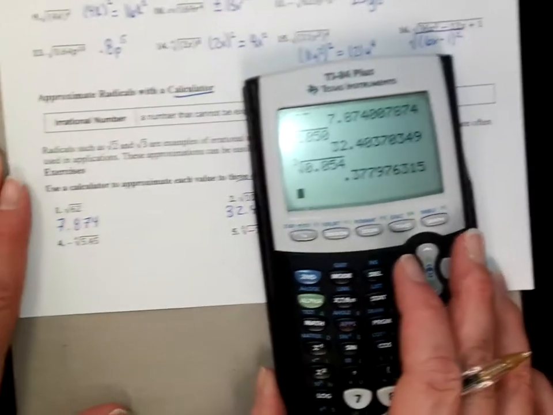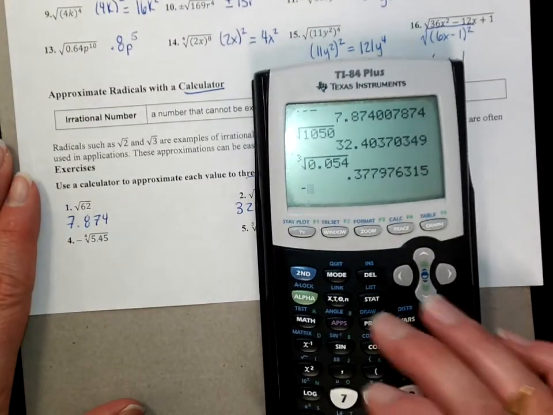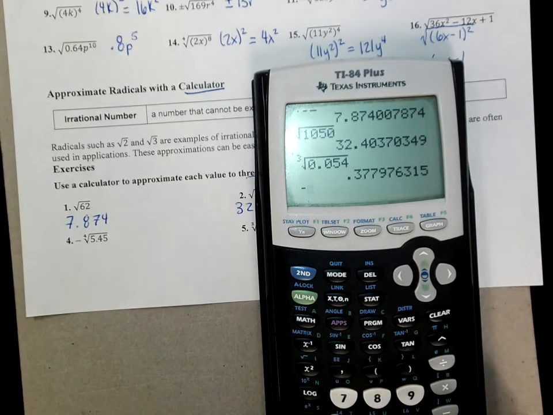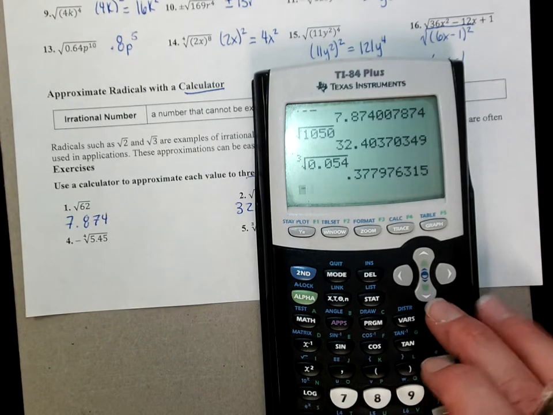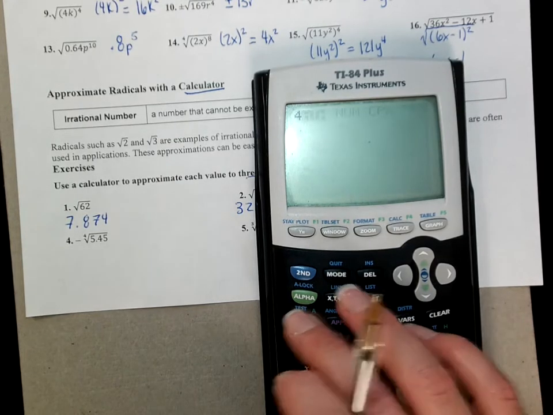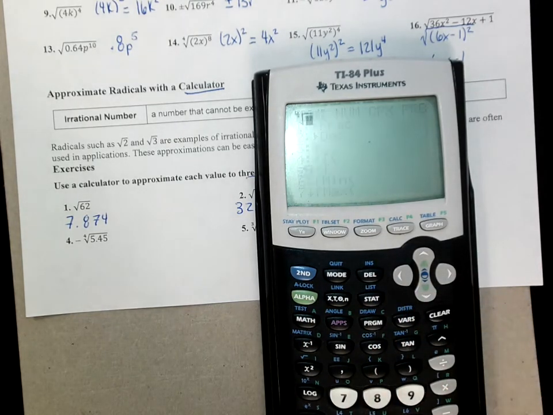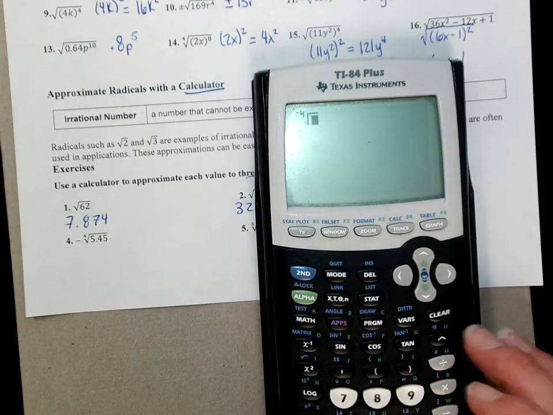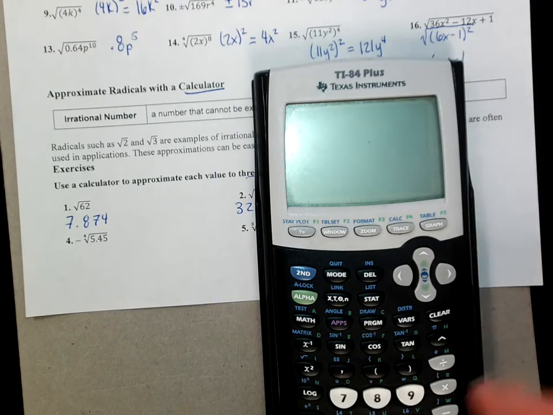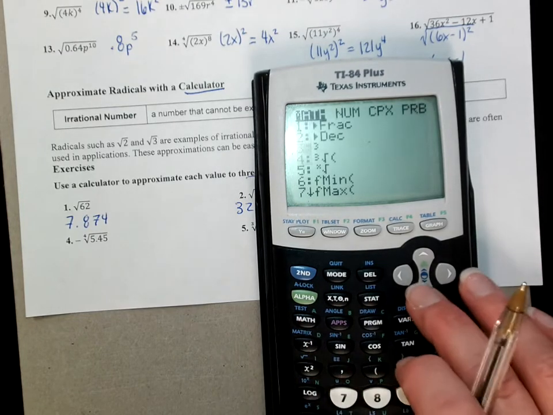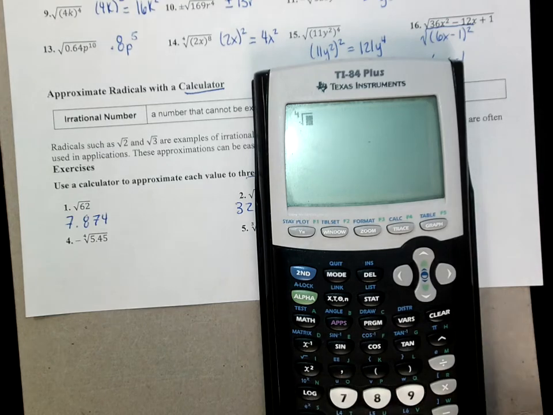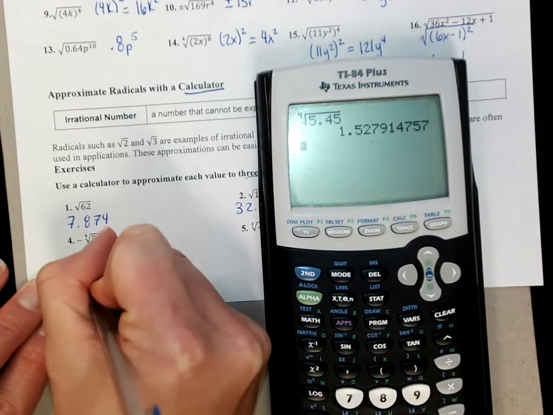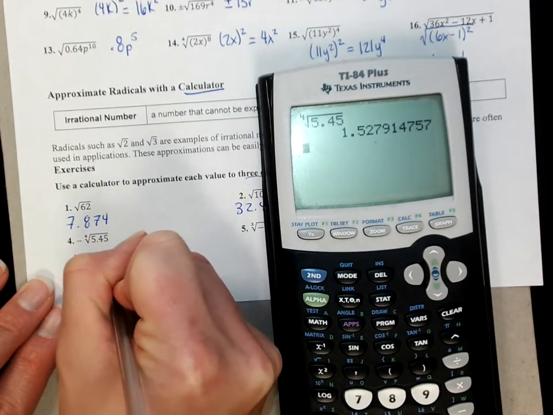So same thing on this next one. I'm going to do negative. And this one's a little trickier. You're going to have to type the 4 first, and then it's math number 5. Gives you the option to do any type of root. The only problem, I don't think you could put the negative first, because then I think it'll try to do a negative 4th root, which is not a real thing. You shouldn't do that. Don't do that. So the easiest way is to just do the 4, math number 5, and then just make your answer negative. So 5.45, 4th root of that is 1.528, again, because that 9 rounds it up.